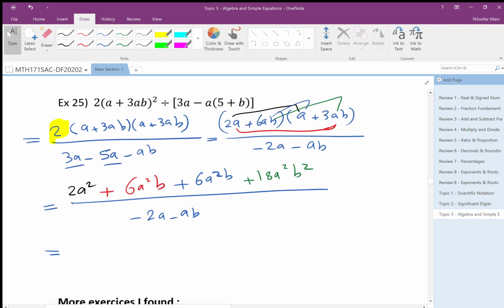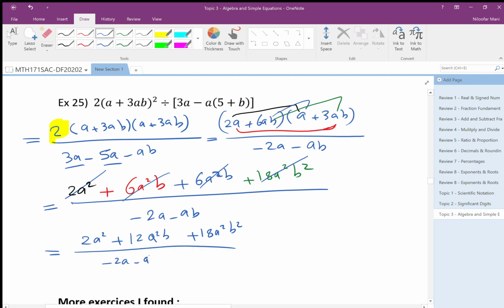So can I collect them? Yes, so I do 2a squared plus 12a squared b plus 18a squared b squared divided by minus 2a minus ab equal. Then, right now, when I reach this part, I have addition top, addition bottom. I cannot cancel. Remember, I have to see what is in common. What do I have in common for top? I have 2 and a in common, but not b. Okay, so I factor them.